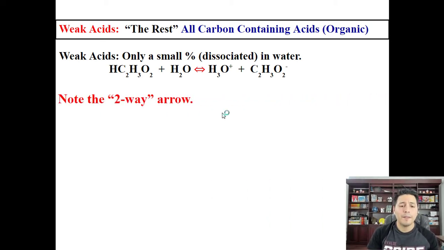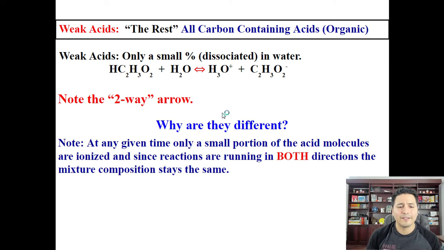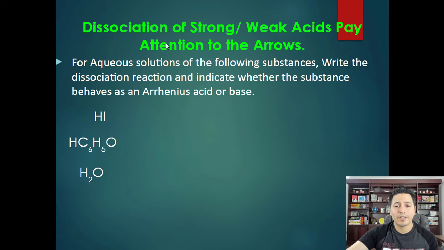But let's move forward. And this is what I was talking about right here. I just mentioned this. So this is what it's trying to tell you about. The products can go back to reactants, and reactants can go to products back and forth. All right, let's talk about the dissociation of strong and weak acids. Just pay attention to the arrows. You're expected to do this, so just make sure you know how to do this.